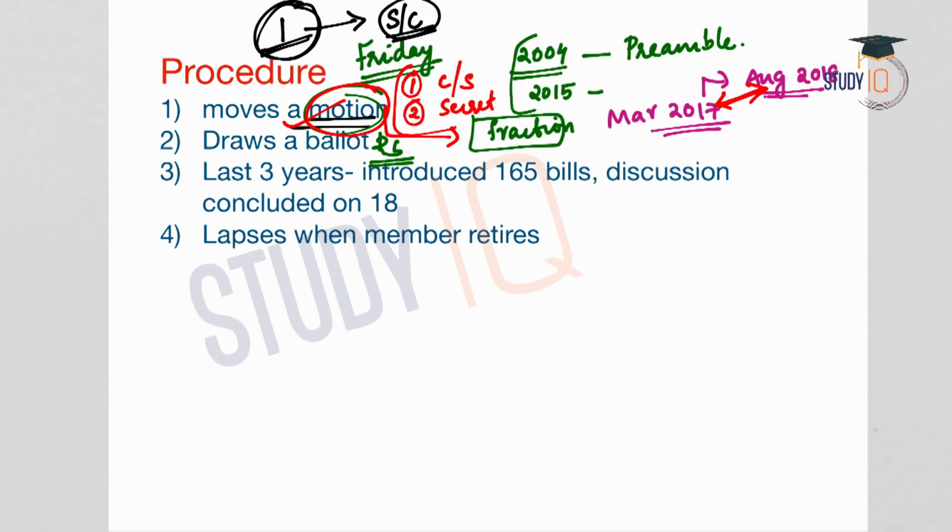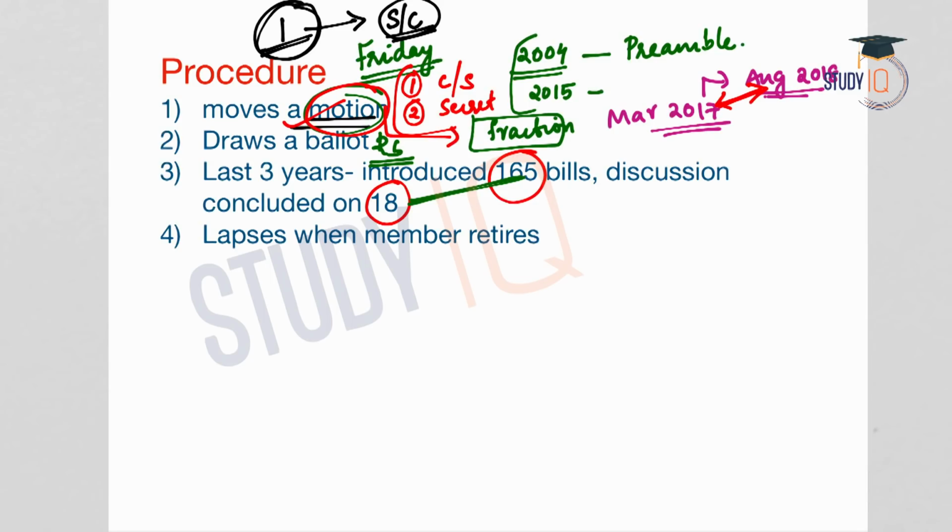And if we look at the statistics, over the past 3 years, the Rajya Sabha has seen the introduction of 165 private members' bills, but discussion was concluded only on 18. So, this is a major shortcoming of the private members' bill.